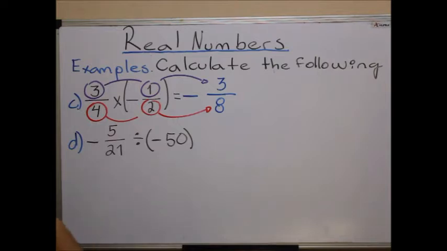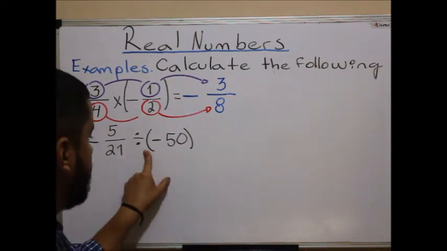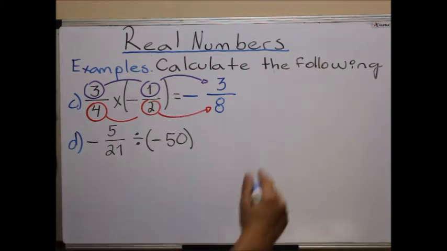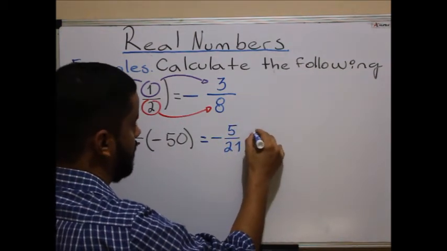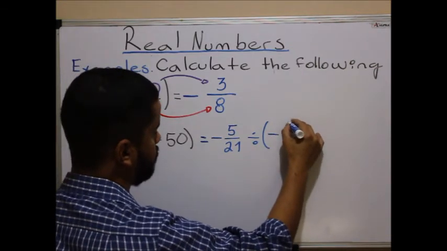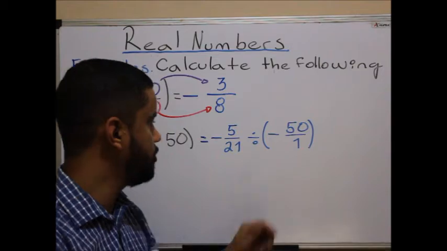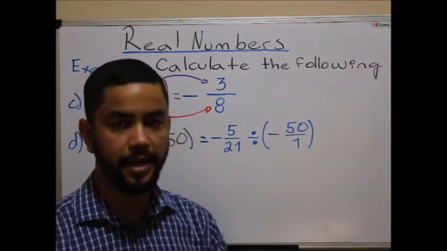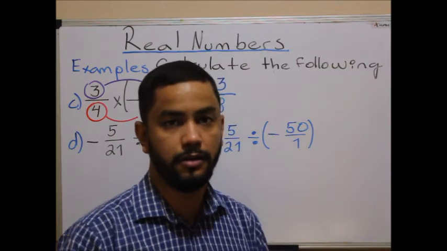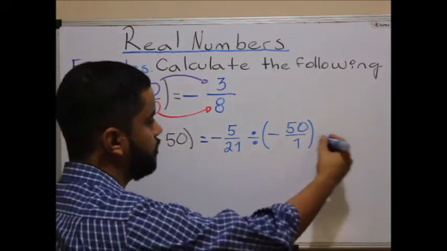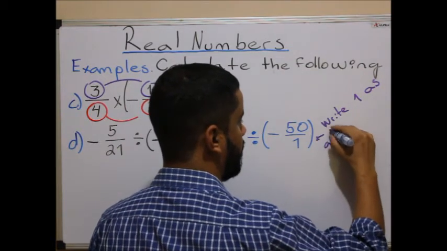Now we're going to work with the division. We're having negative 5 over 21 divided by negative 50. We're going to change that 50 into a fraction. So this will be equal to negative 5 over 21 divided by, we open the parentheses, the negative, and we write here 50 over 1, like that. Now we're going to change this operation, the division, into a multiplication, because we're able to do that when we're dividing fractions. That means that we're going to make a flip. So let's see what we did here. We just write 1 as a denominator.